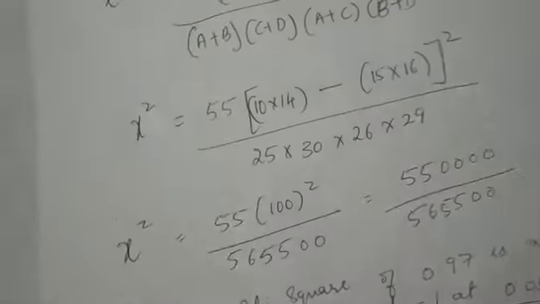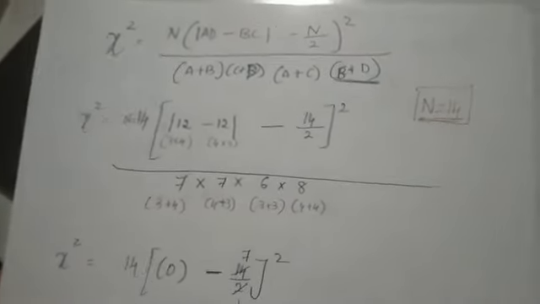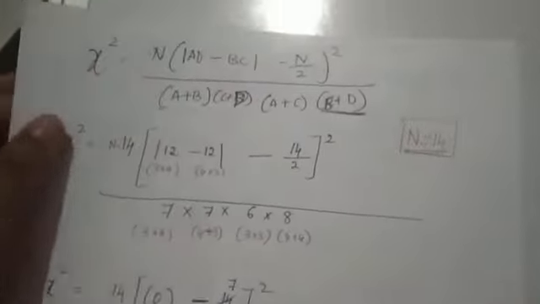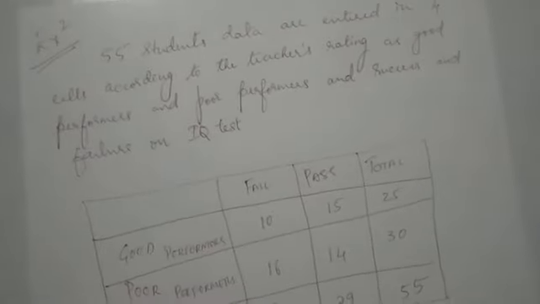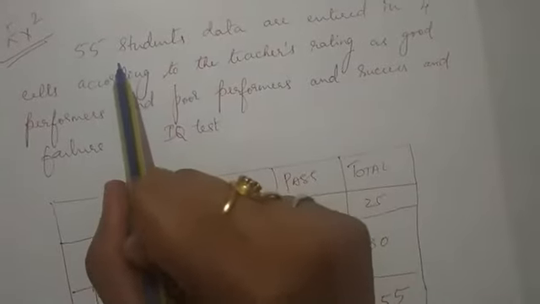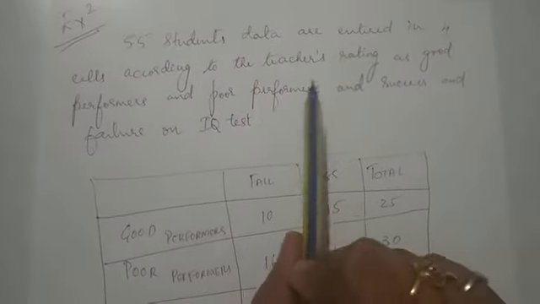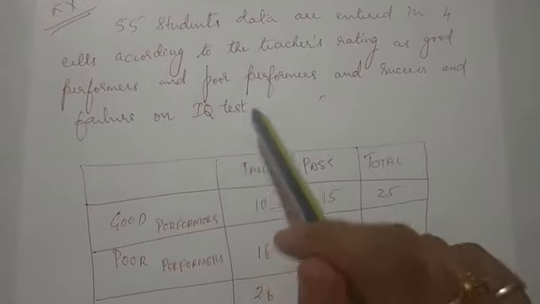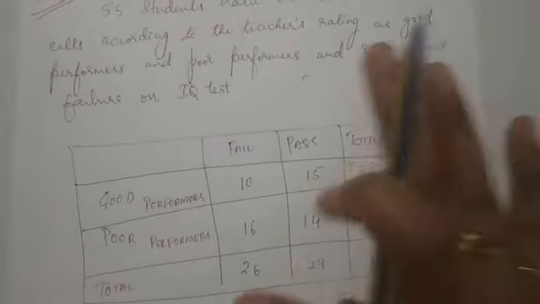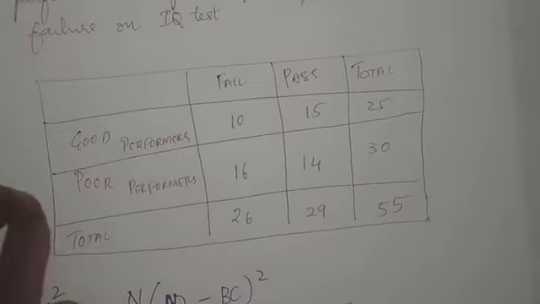So this is the formula we use when the scores under the 4 quadrants are not more than 5. But we use a different formula when the scores under the 4 quadrants are greater than 5. So example 2 talks about that. We have 55 students. Data are entered in these 4 cells according to the teacher's rating as good performers and poor performers, and success and failure on IQ tests.